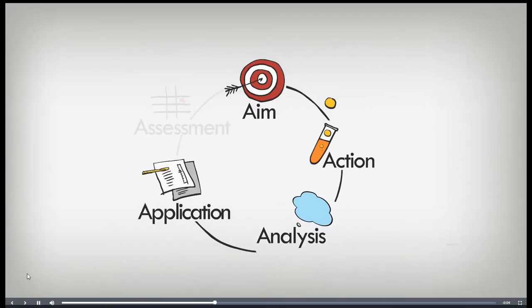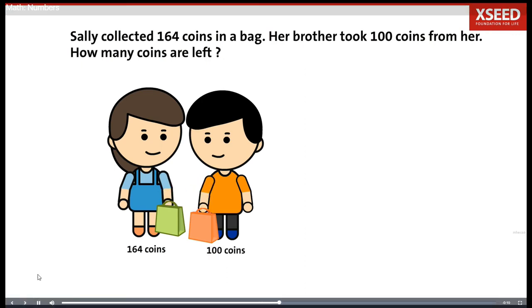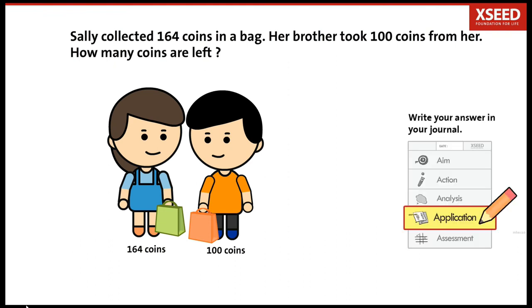Time to apply what we have learned to a real problem. Sally collected 164 coins in a bag. Her brother took 100 coins from her. How many coins are left? Write the answer in your journal. Your time starts now.